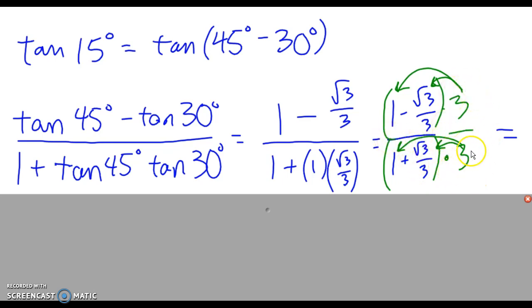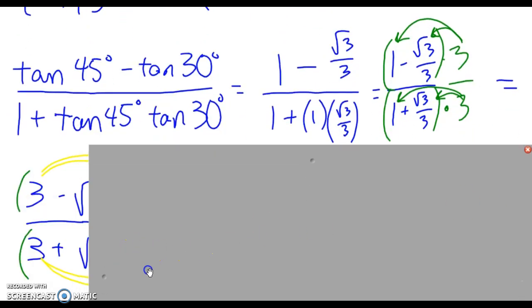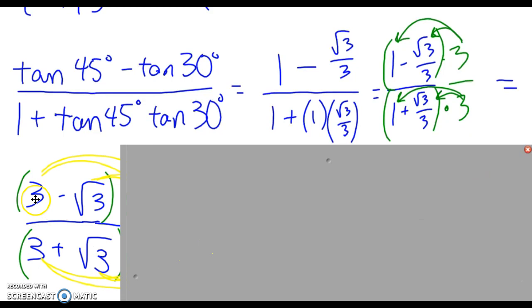So what I'm doing right here is I'm multiplying through by the common denominator of 3 to get rid of the fractions inside this big fraction. So I multiply everything on the top by 3, and I multiply everything on the bottom by 3. When I do that, I get the following. 3 minus square root 3 over 3 plus square root 3.